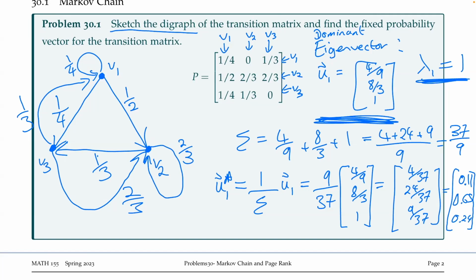So what does that actually mean? Well, that means that in the long term, whatever this happens to represent, we would expect roughly 11% of the population to be in state V1.